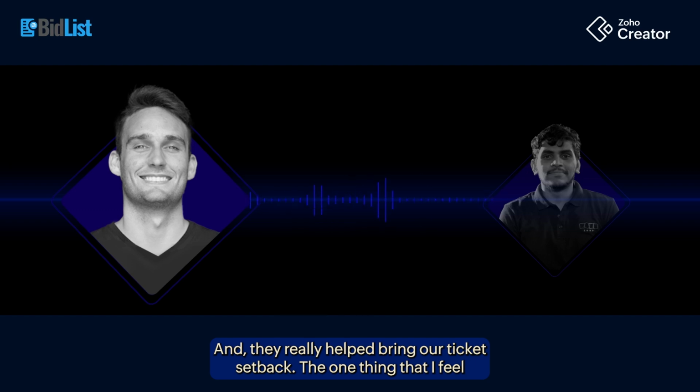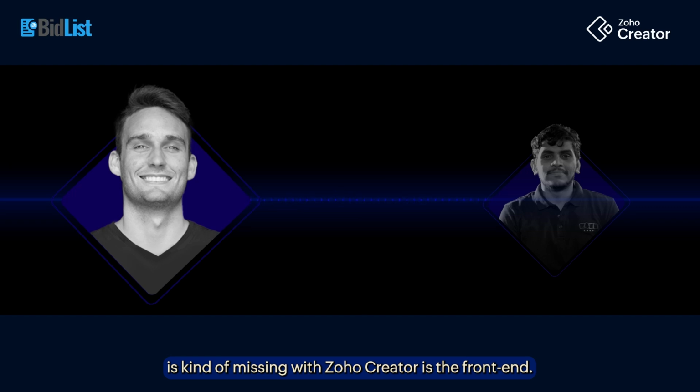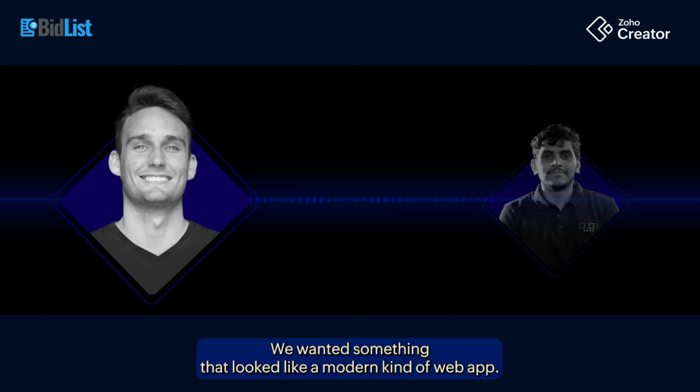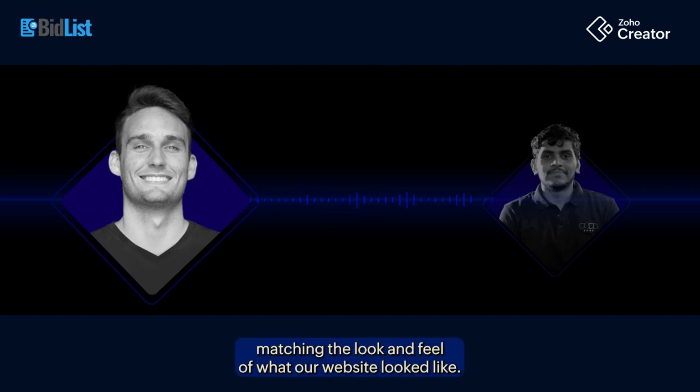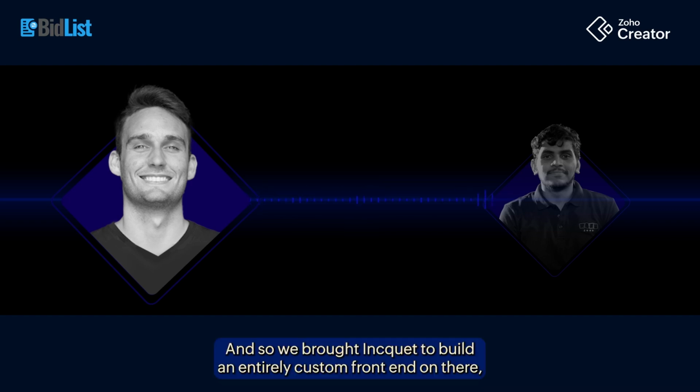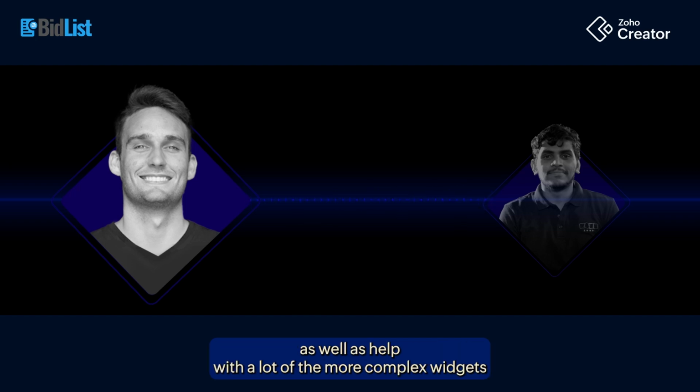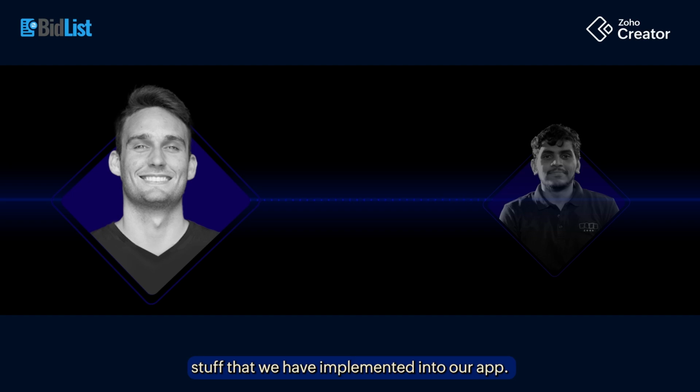Take a step back. The one thing that I feel is kind of missing with Creator is the front end. We wanted something that looked like a modern web app. And while Zoho has a really nice drag and drop builder, it was just not matching the look and feel of what our website looked like. And so we brought in Inquit to build an entirely custom front end on there, as well as help with a lot of the more complex widget stuff that we have implemented into our app.